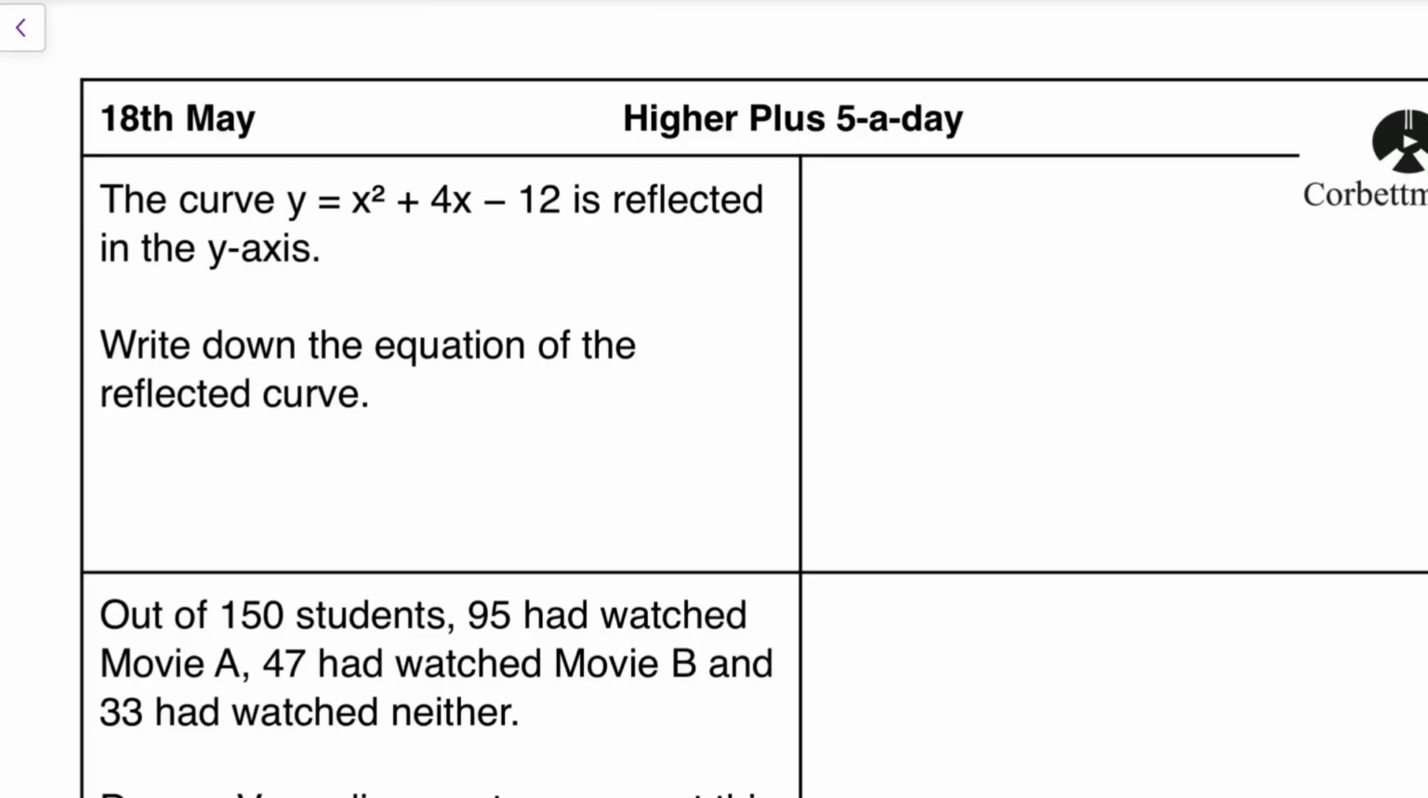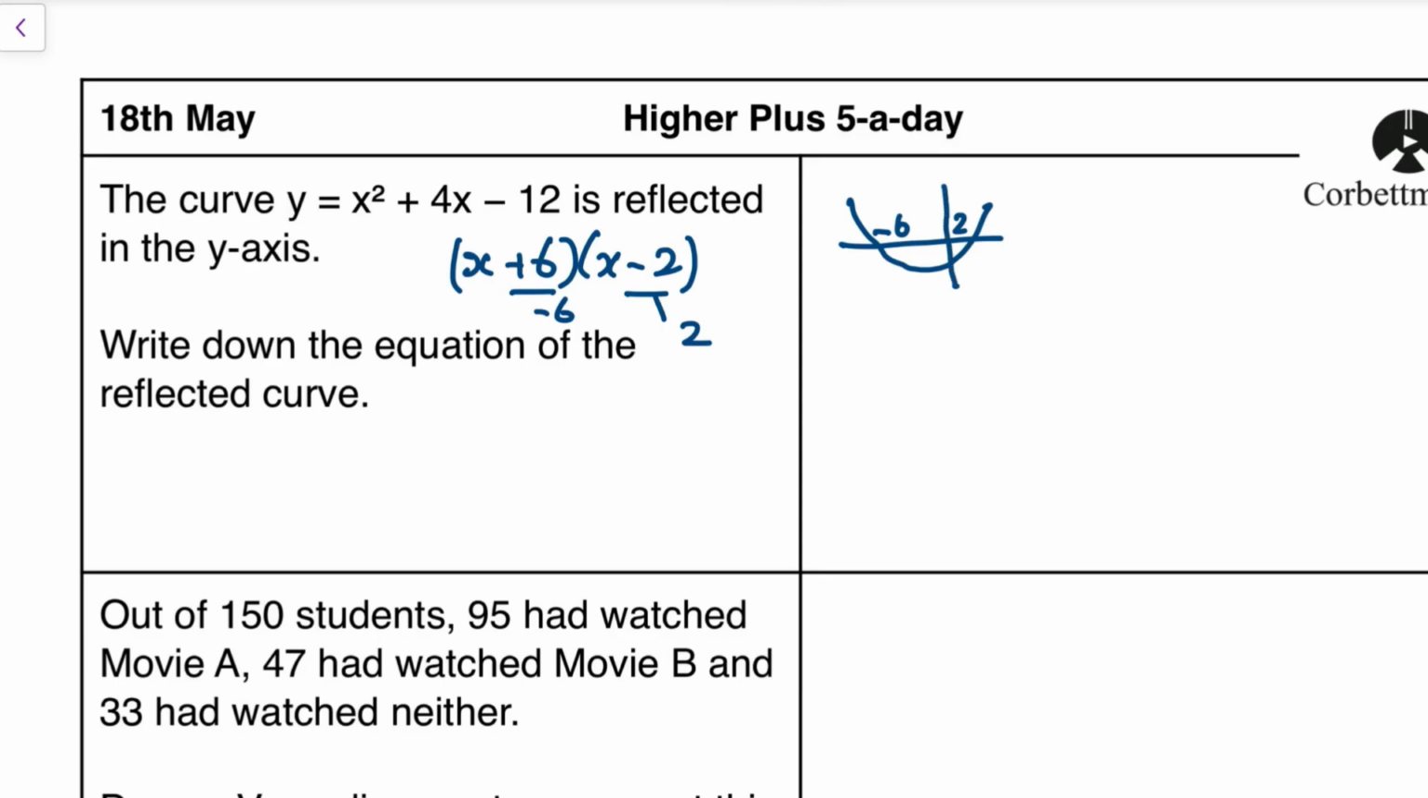So a curve y equals x squared plus 4x minus 12 is reflected in the y-axis. So in other words, I've got a curve. Actually, if we factorize it quickly, we can talk about it more easily, can't we? So it's (x + 6)(x - 2). So the key points are 2 and minus 6. So in other words, if I sketch this quickly, it's going to be misaligned, so minus 6 and 2 with the y-axis here.